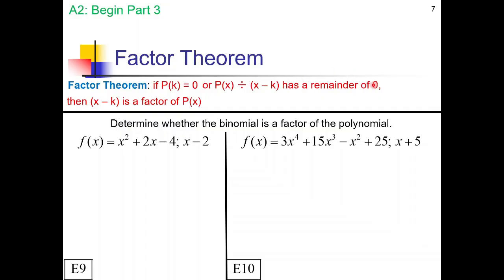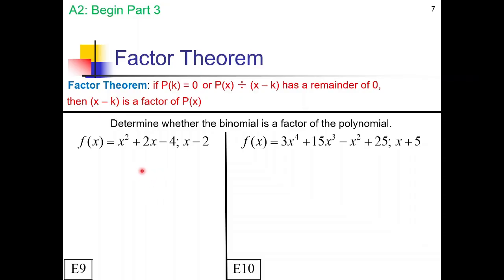If you get something other than 0, then nope, no factor here. Pause the video and try one of those approaches with example 9. All right, so there's two ways you could go on this one. One of these would be to do synthetic division. So let's go ahead and try that approach first.